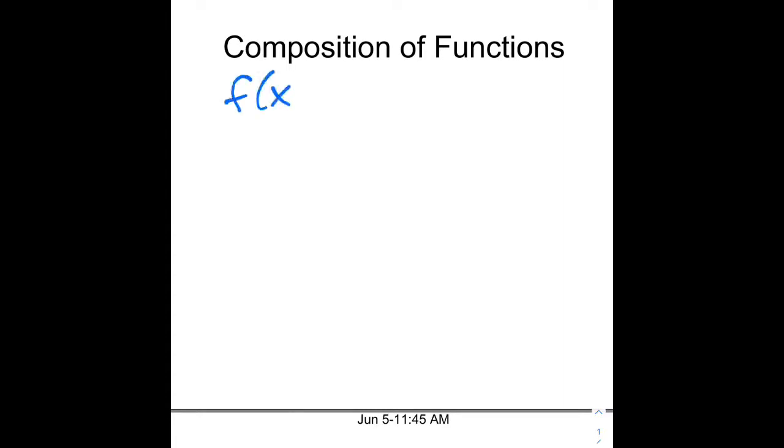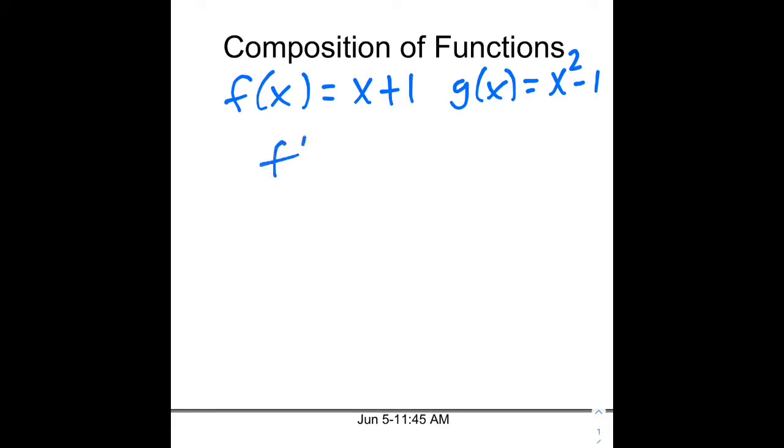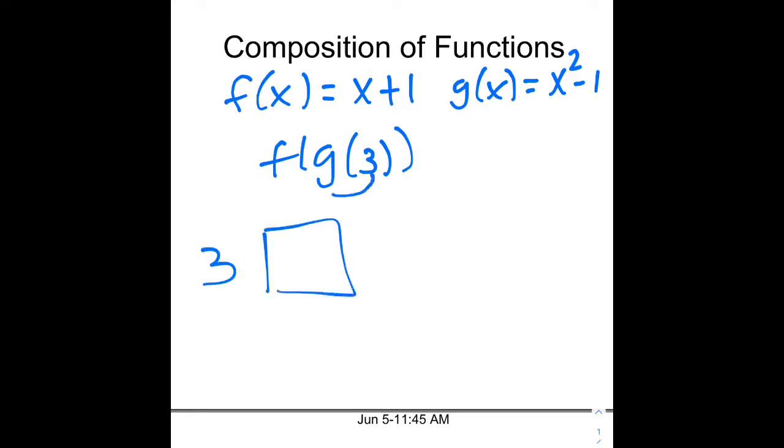Let's say that I have f of x is equal to, I don't know, x plus 1. And we say g of x is equal to, let's say, x squared minus 1. If I would ask you to find f of g of 3, what that means is 3 is our initial input. That input goes into the g function first. So that means I would have to take 3 squared minus 1, 9 minus 1, and 8 becomes the output.